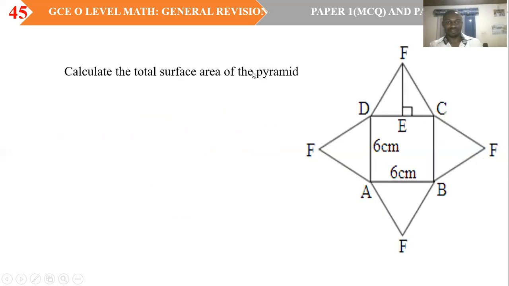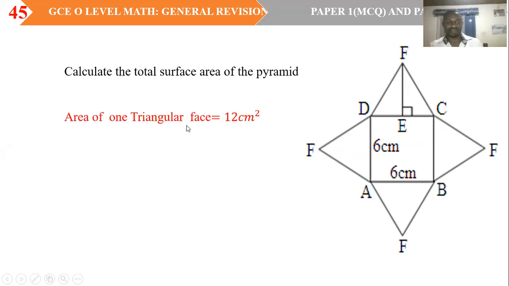Calculate the total surface area of the pyramid. For the total surface area, we need to calculate the area of each triangle and add up all the areas of the triangles. We also calculate the area of the square, and we add all the areas involved. It is just as simple as calculating the area of one triangle and multiplying by 4. We next calculate the area of the square base, and we add the two results.